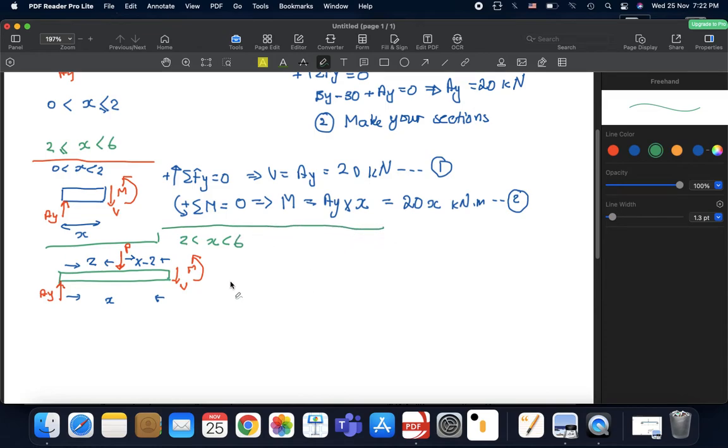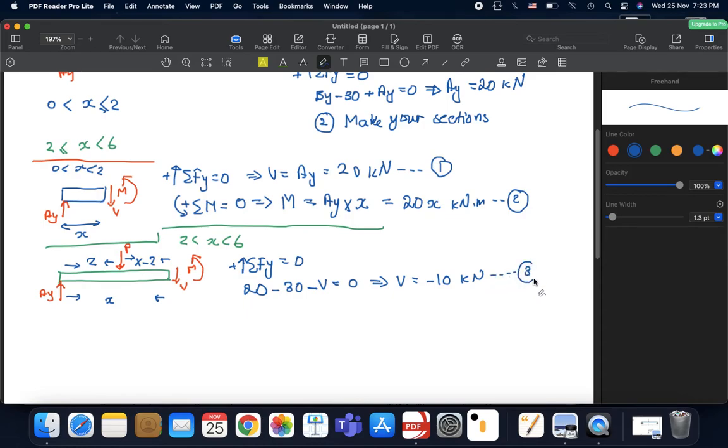So now you apply your equations of equilibrium just exactly as the situation here. In this direction, the summation of forces in the y direction is 0. So you have AY is 20, right? We calculated AY is 20, minus P going downwards is 30, minus V equals 0. So now V will have a value of minus 10 kilonewtons. This is our third equation.